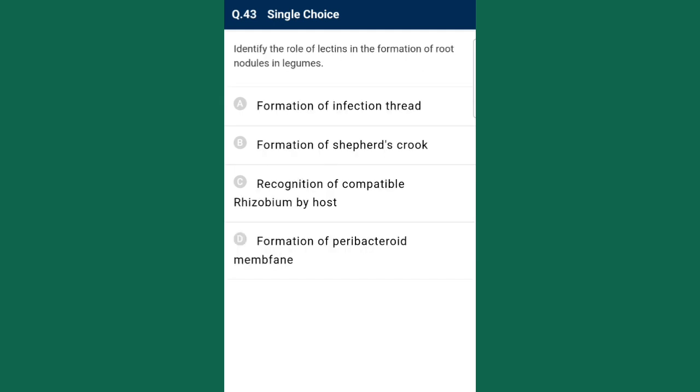Question number 43. Identify the role of lectins in the formation of root nodules in legumes. Lectin is a carbohydrate-binding protein. It helps in the recognition of compatible rhizobium and helps in plant defense. So the answer is option C, recognition of compatible rhizobium by host.